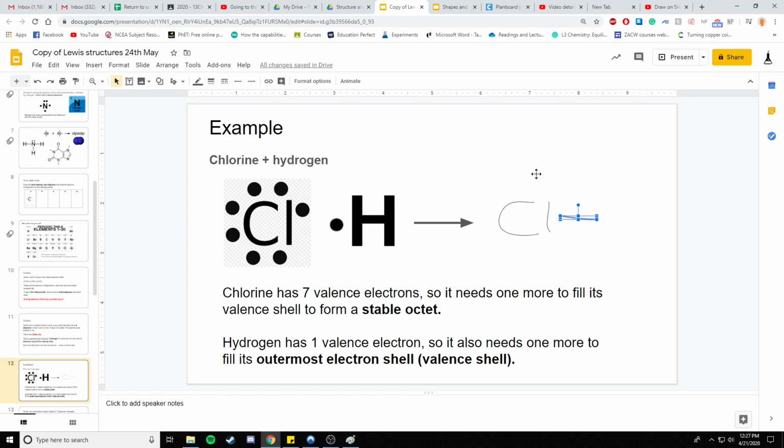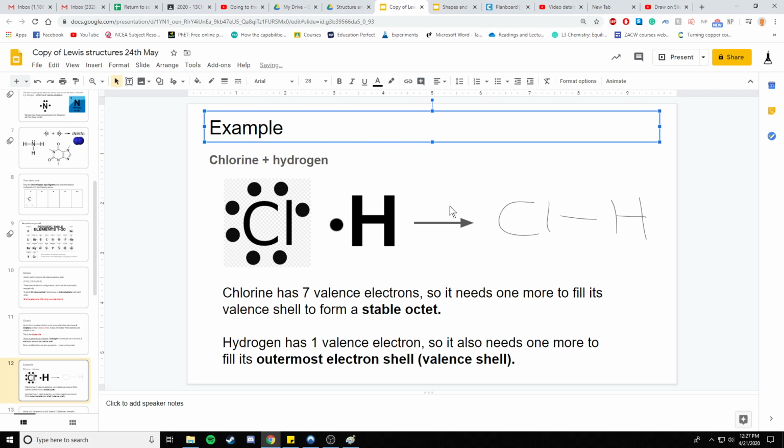There we go. That didn't save. There we go. I need a better way of drawing on this. I'll figure it out later.